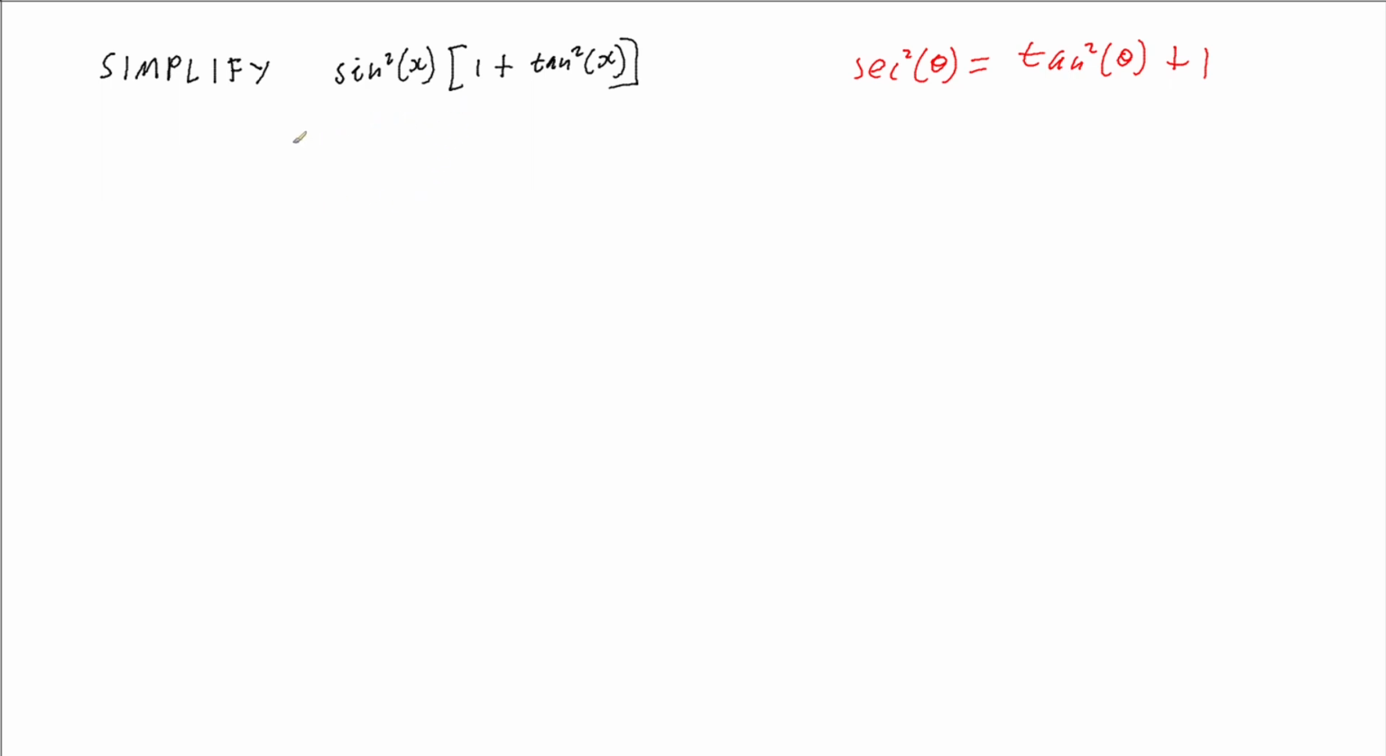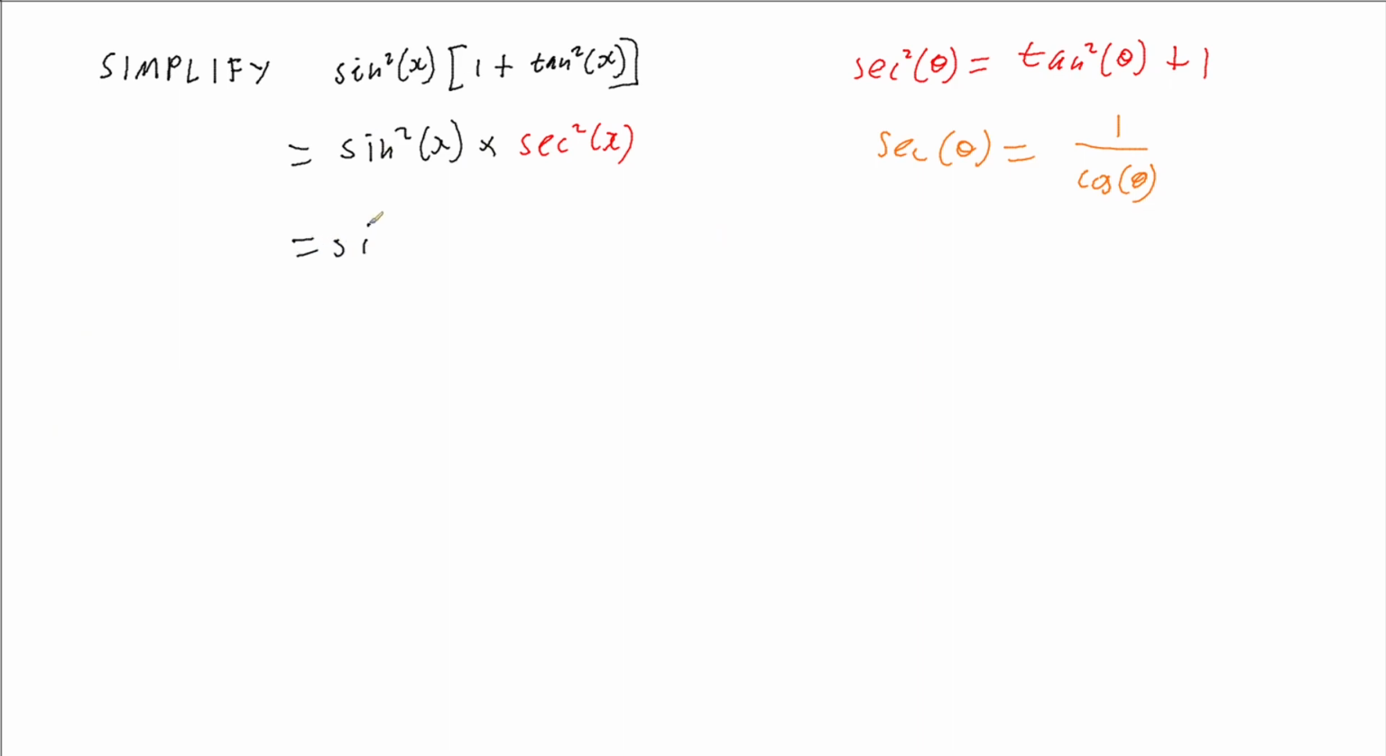So that means that I can rewrite this as being sine squared of x multiplied by just secant squared of x. And so that might be as simple as we could get it, but if we think about what the definition of secant squared is, secant, we know that secant of an angle is 1 over the cos of the angle. So let's see what happens when I put that into here.